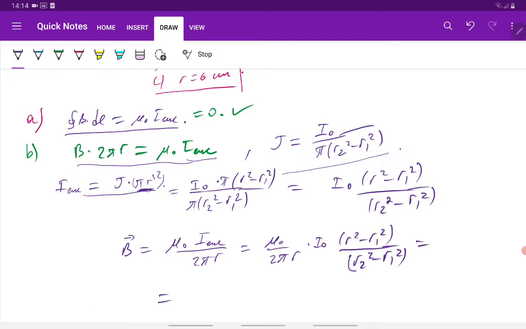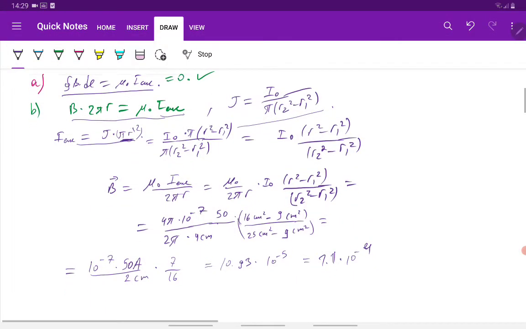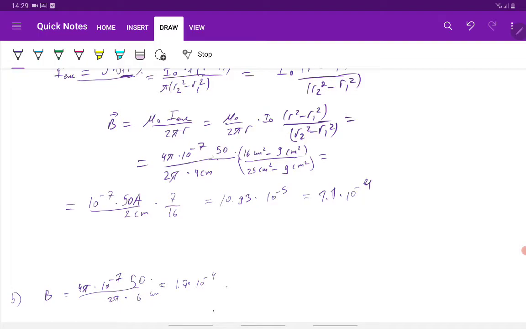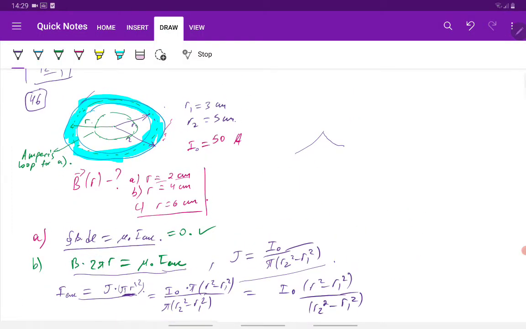So I will stop and I will calculate all this after substituting. Here I substituted all the given values, including for pi, and I obtained 1.1 × 10^-4 Tesla. So what about R equals 6 centimeter, which is outside this conductor, right?